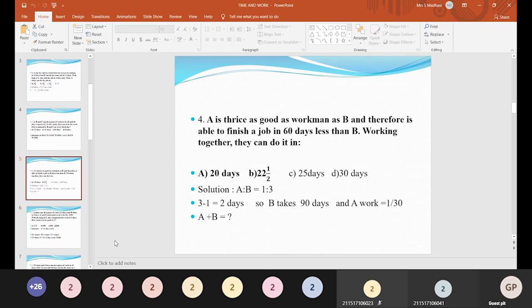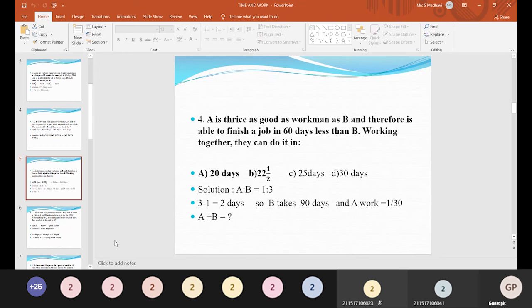So here, if the difference is 60 days, and the difference between B and A is 2 days, then 3 by 2 into 60 is equal to 90 days. So B takes 90 days to do the job. Now A takes 30 days to do the work. Now A's 1 day's work is 1 by 30. See, B's is 90 days, then A's will be 90 minus 60, just 30 days.